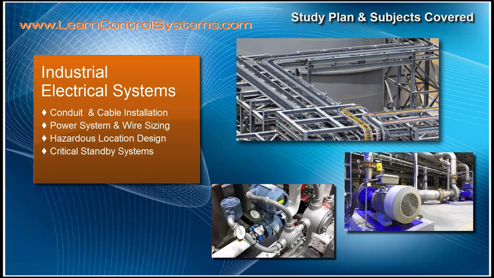We have to design conduit and cable systems and sizes per the NEC to meet local codes and state codes. We have to size our power systems, and we have to size our wires for voltage drop and short circuit calculations, including our cabinets, which have to meet strict requirements of what the energy let through will be under a fault.